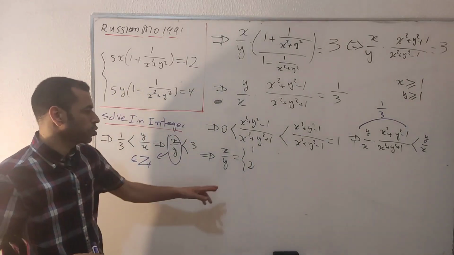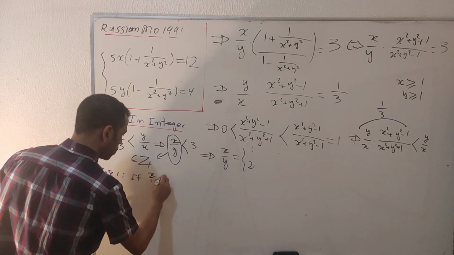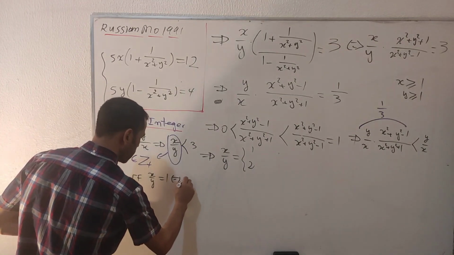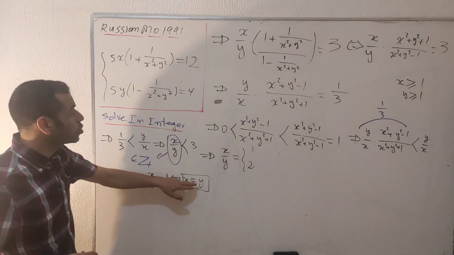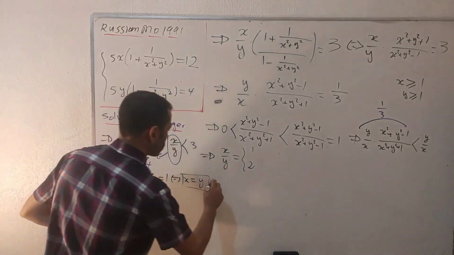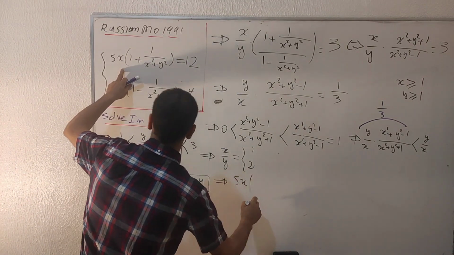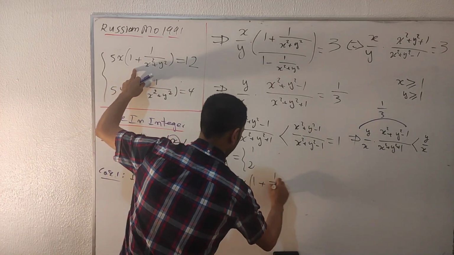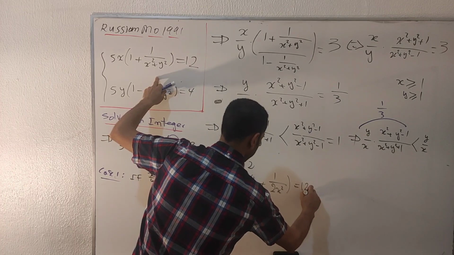So I'm going to break this one into two cases. If x over y equals 1, equivalent x equals y. So I'm simply going to use only one equation by replacing y with x. So I get here 5x is multiplied by 1 plus 1 over 2 times x squared equals 12.